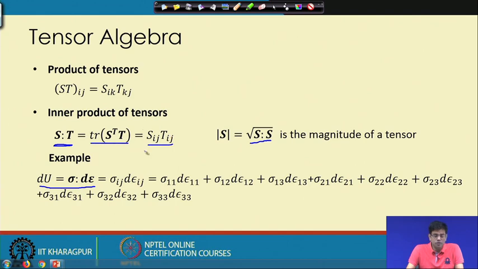So the new product of two tensors we have learned in this class is the inner product of two tensors, which is the trace. The trace operator, in that sense, is a very important operator. Okay, so here we stop today, and in the next lecture we will start with tensor calculus.